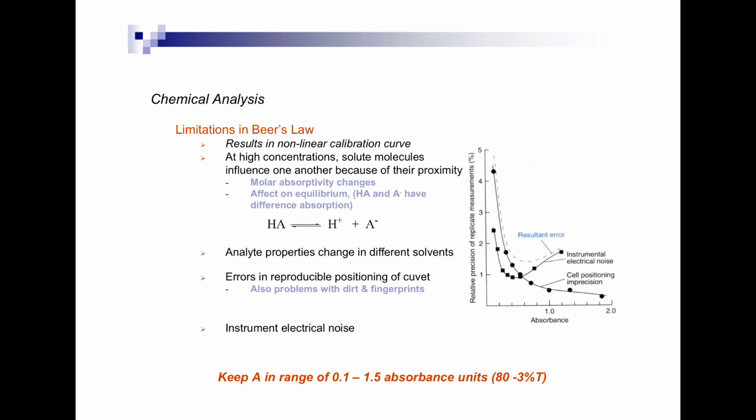When we're thinking about Beer's law, I just want to point out a few limitations to Beer's law. One of the biggest ones is that at high concentration, the solute molecules influence one another, and we get a nonlinear curve for absorption up at high concentrations. And that's one of the reasons why we want to keep the absorbance in the 1 to 1.5 range. That means between 80 and about 3% transmittance.